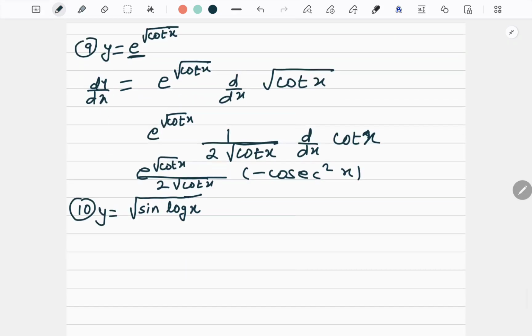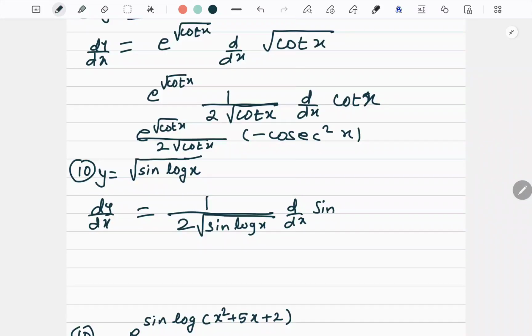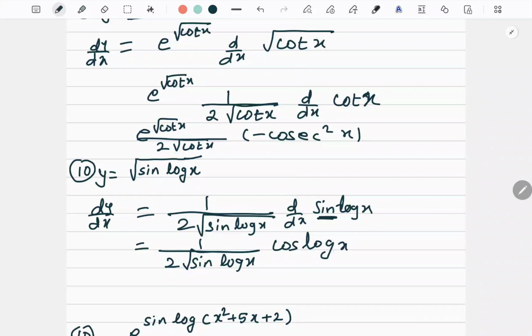Look at this next question. y is equal to under root of sine log x. So first I am hitting the root. So what is dy by dx? First, what is the differentiation of root? 1 upon 2 root x, right? So 2 root of sine log x, and d by dx of sine log x. So this is 1 upon 2 under root sine of log x. d by dx of sine is what? Cos log x. Sine differentiation is cos, and d by dx of log x.